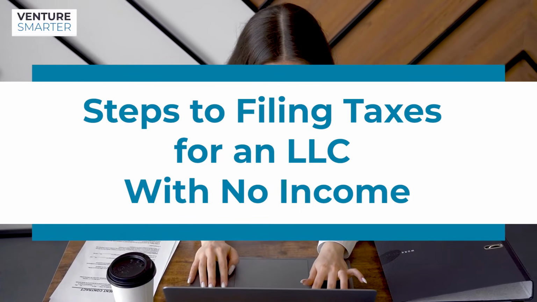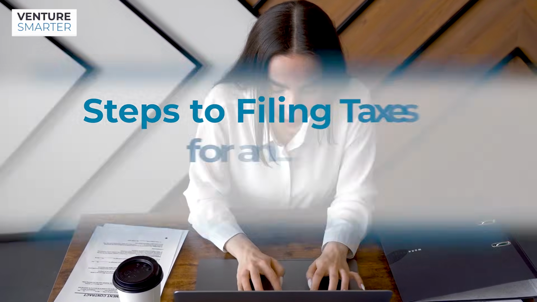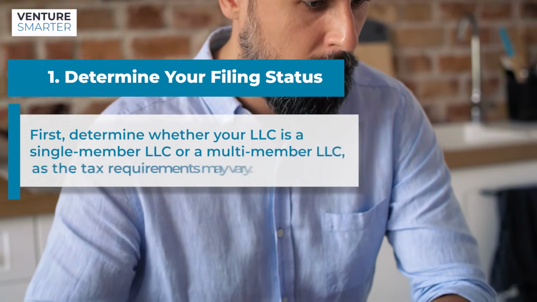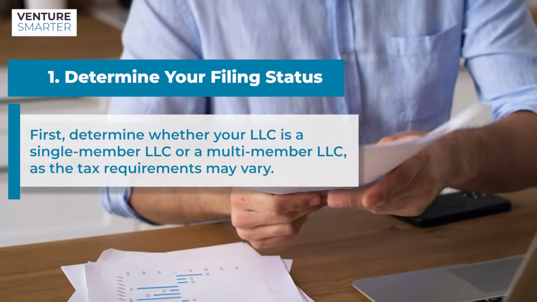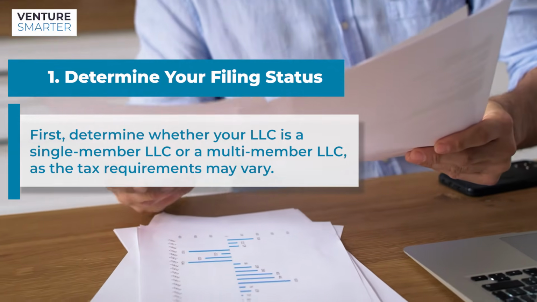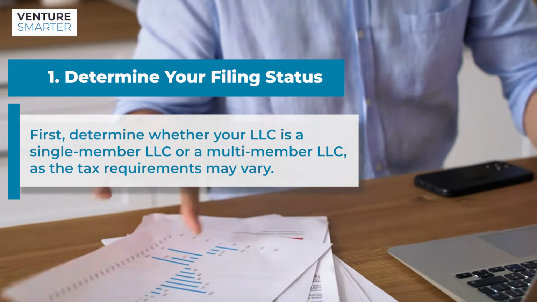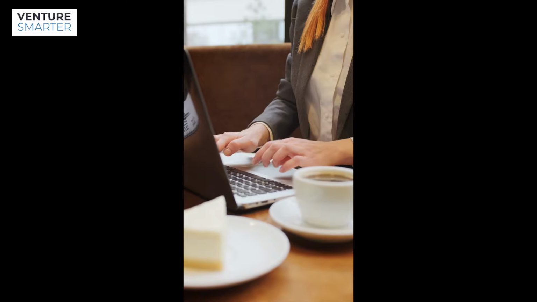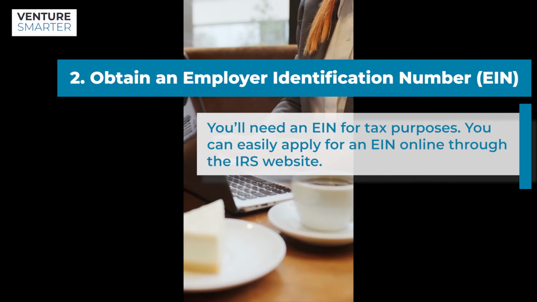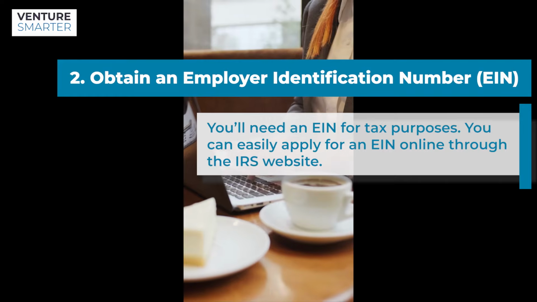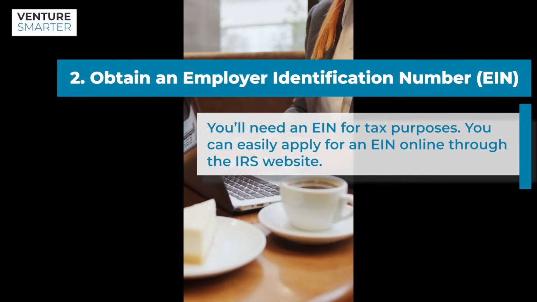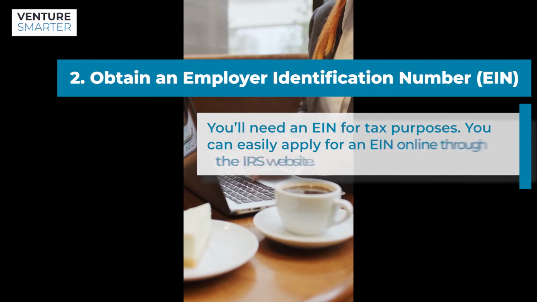Steps to filing taxes for an LLC with no income. 1. Determine your filing status. First, determine whether your LLC is a single-member LLC or a multi-member LLC, as the tax requirements may vary. 2. Obtain an Employer Identification Number, EIN. You'll need an EIN for tax purposes. You can easily apply for an EIN online through the IRS website.